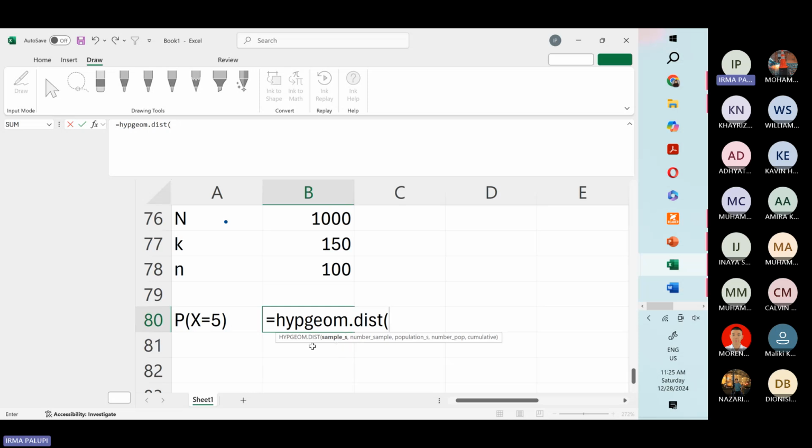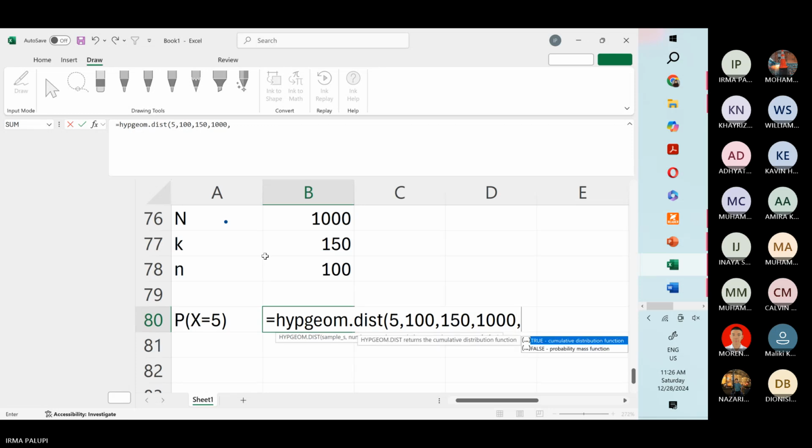This sample has success, number of sample is 3. Population success is 150, number of population, total population is... to calculate the point probability. Okay, let's make sure it's correct.